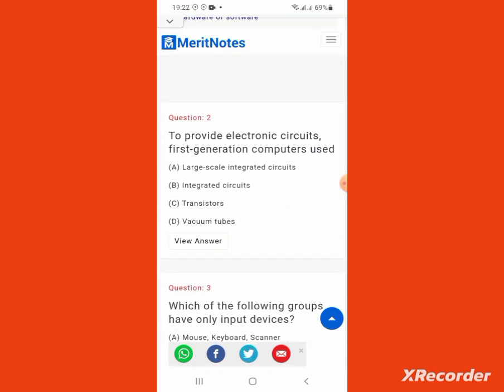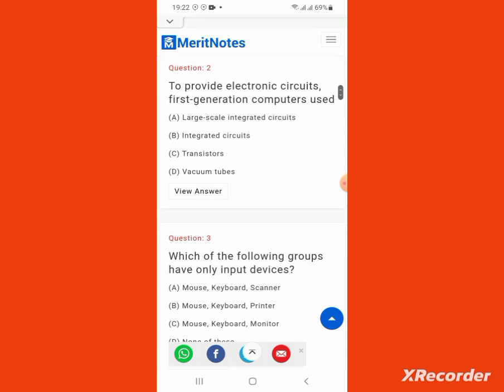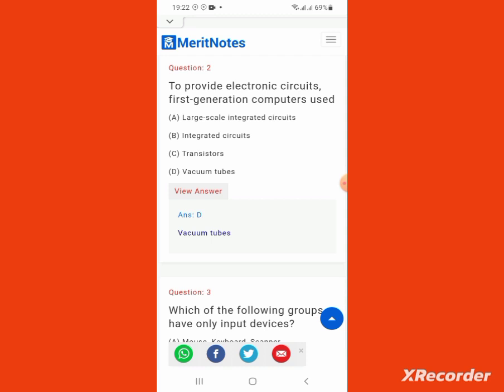Question number 2: For providing electronic circuits, the first generation computer used A, large scale integrated circuit. B, integrated circuit. C, transistor. D, vacuum tube. The correct answer is vacuum tube. The first generation computers used electronic vacuum tubes.